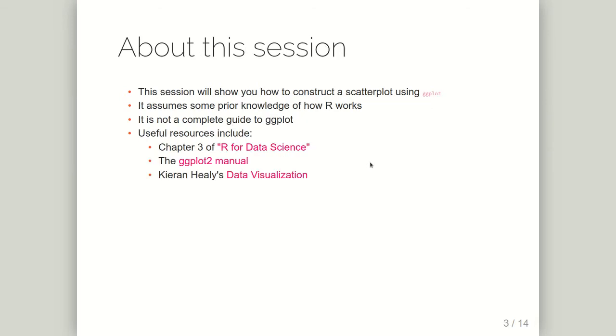I'm going to be showing you how to build these scatterplots using ggplot, which is a plotting package for R. And I'm going to be assuming some prior knowledge of how R works. So this is a video for students on PR 3000, the dissertation module. And so I'm really going to be assuming that you have some vague recollection of how R works from PR 1000 or PR 2000. I'm certainly not going to be giving you a complete guide to how ggplot works. And so because I'm not doing that, I have dropped some links there which you may want to follow.